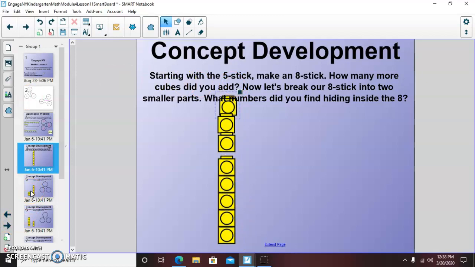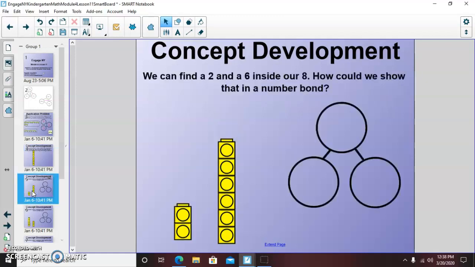Very good. Now I think you're ready for your next challenge. We're going to use these 5 sticks, 6 sticks, 7 sticks, and 8 sticks, and do some number bonds. Are you ready? Awesome.